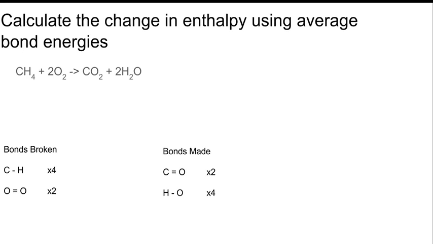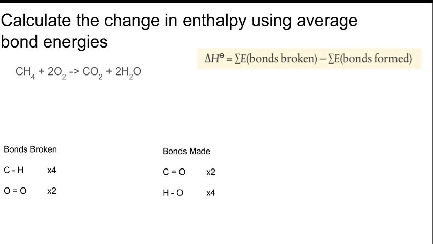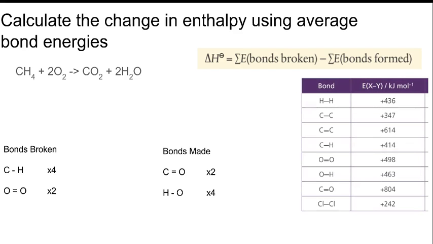The bonds made, so carbon is double bonded to oxygen in the carbon dioxide molecule, and there are 2 of those bonds. And then in the water, there are going to be 4 hydrogen-oxygen single bonds in there because we have 2 of those water molecules, and each water molecule has 2 hydrogen-oxygen bonds. So again, to figure this out, I need to take the sum of the bonds broken and subtract it from the sum of the bonds formed. Here's our handy little chart. So I'm just going to plug in these values.